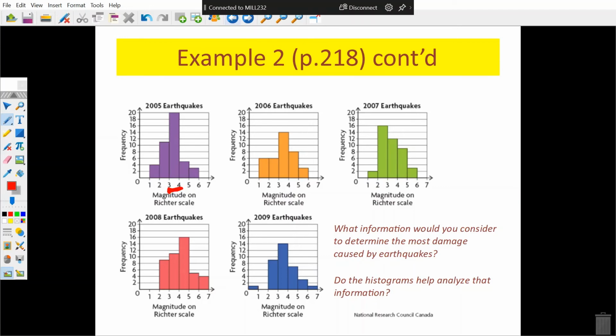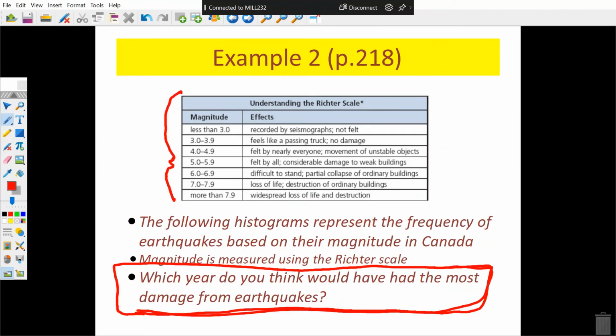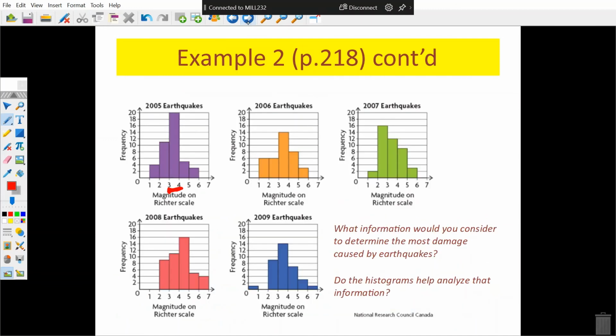So let's go back to 3 and 4 for a minute. Between 3 to 3.9 feels like a passing truck with no damage. So something with no damage is not going to be the year that affects it. They had a lot of them there, but they didn't cause any damage, okay? So what we're looking for is something that's got a lot more that are higher up on the graph, right? More to the right.